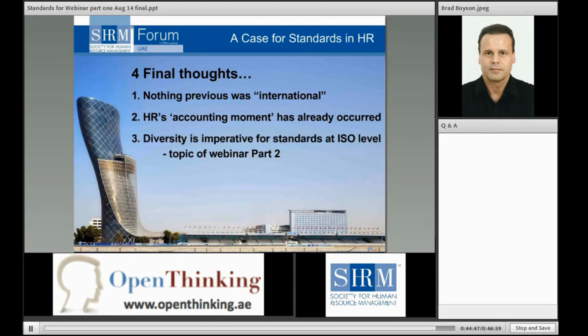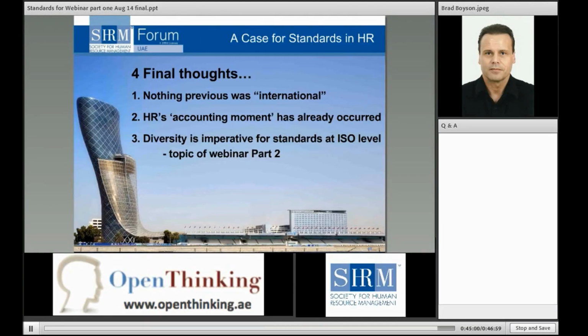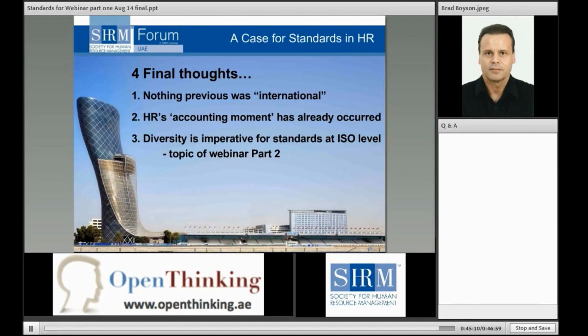Number 3, diversity. At the ISO level, diversity is so important. The standards will not have the integrity that they require to be truly global unless as many countries, as many cultures, as many groups of people are represented in the development of ISO standards. The good news is that process is really just starting.